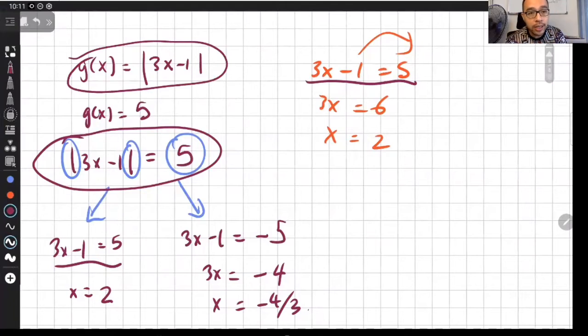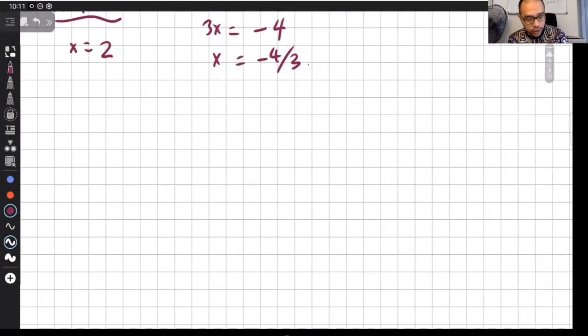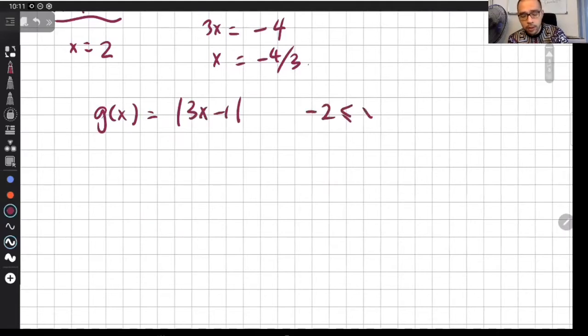Modulus of 3x minus 1, but they give you a range. g(x) equals the modulus of 3x minus 1, a very popular question, where x is from negative 2 until 4. Now, you can sketch it if you want, but of course the safest way is to draw out the table.